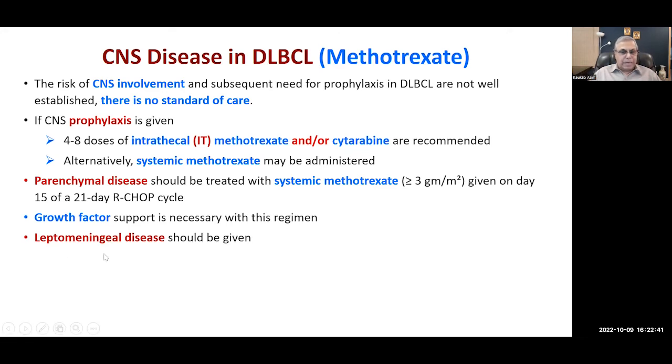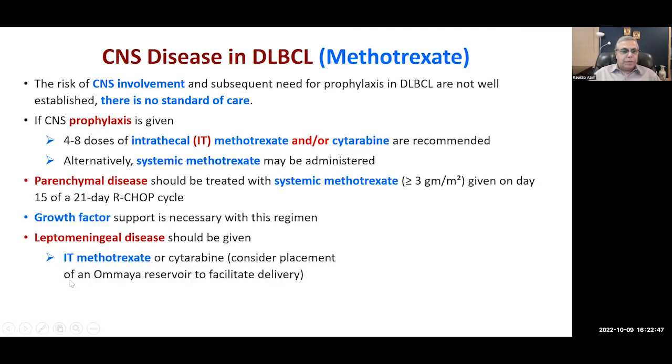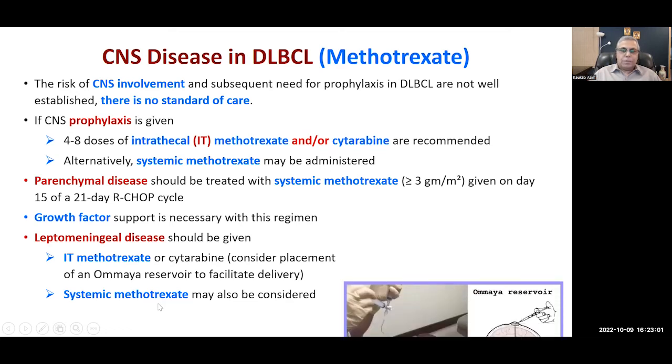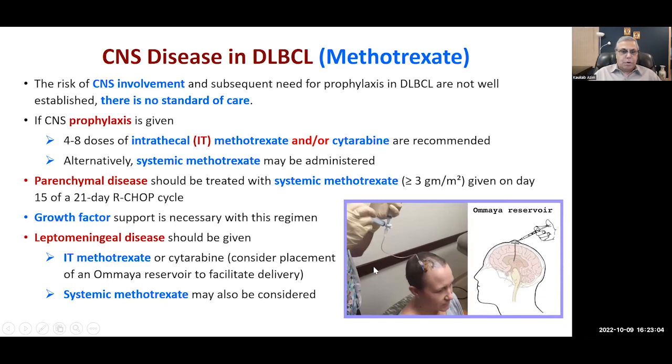Leptomeningeal disease means the primary tumor was somewhere else. So this basically means a metastatic disease. You can give intrathecal methotrexate or cytarabine, and you place an Ommaya reservoir that I'll show you in a second. Systemic methotrexate can also be given. So this is what an Ommaya reservoir is. You place the catheter in the lateral ventricle. You are actually giving the drug into the cerebrospinal fluid. Okay, so this is an actual patient in whom the catheter has been placed, and there you are giving the drug.